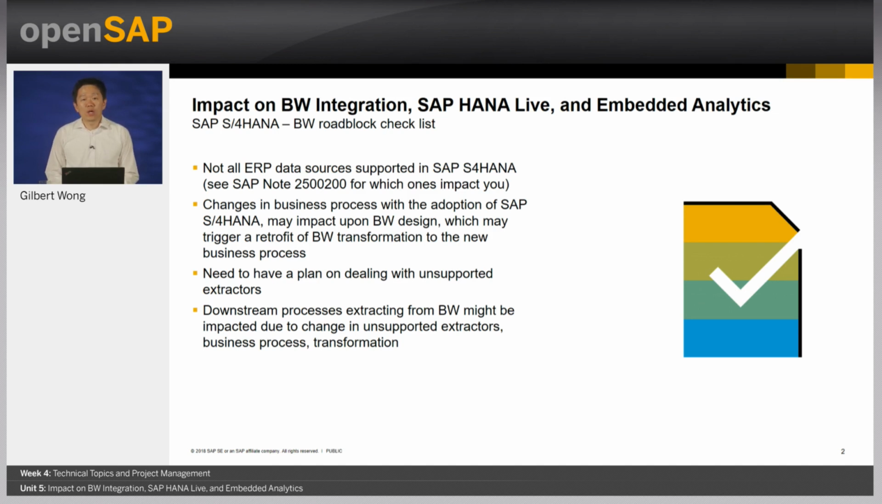Customers migrating to S/4HANA will need to keep a close watch on SAP note 2500202. This note will discuss details for those extractors that have changed or are no longer supported. The note contains an attached spreadsheet with details of the statuses of each and every business content data source. This list needs to be compared with the currently used data sources to establish the impact. For those data sources in use which are no longer supported or are impacted in some way, you will need to come up with a remediation plan.